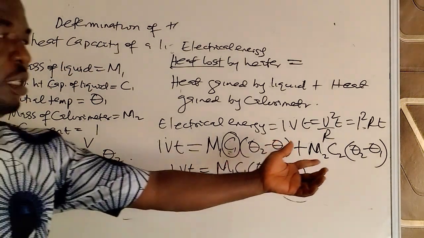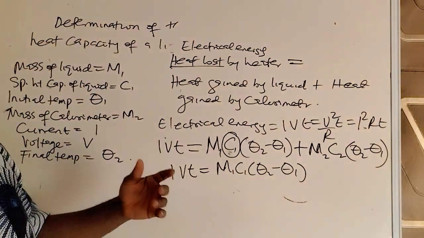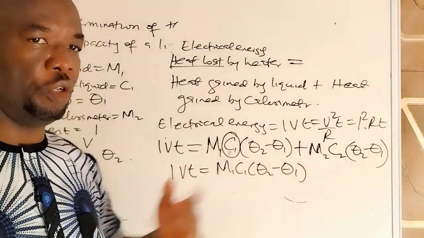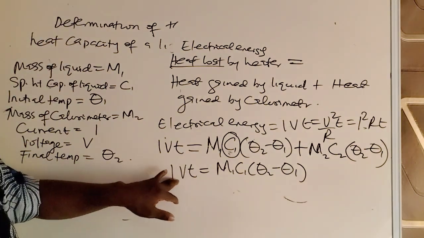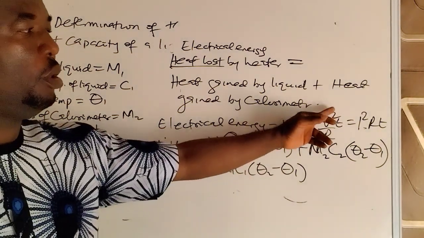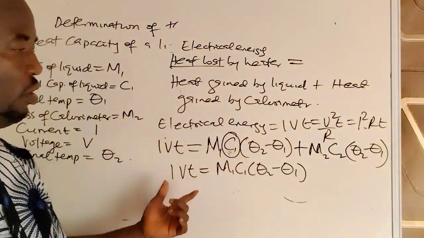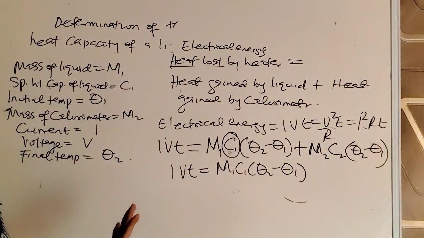So we ignore this if the calorimeter has a small or negligible heat capacity. But where the calorimeter doesn't have a negligible heat capacity, it should be included in the calculation. And remember that IVT can be used here, or we can still use V squared T over R or I squared R T in place of this. They're all the same thing.